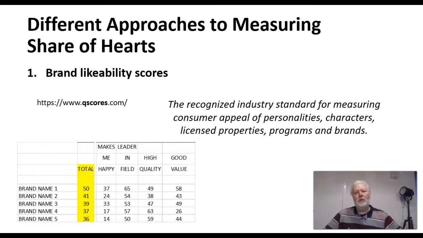Now, they are capturing survey information. So they're going out and asking consumers. And in this case, for brands, they go through and list the various brands. And in the yellow there, you've got an overall score. So the higher the score, the more likability. And they go through, and what they do is they offer a series of questions. I've only got a limited selection there. There's more questions. And it makes me happy, leader in the field, high quality, good value, etc. And they use a series of those questions and then say, okay, on our scoring mechanism, our algorithm is scoring 50, 41, etc. As shown there.